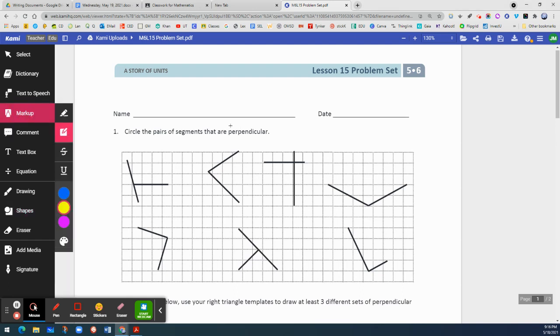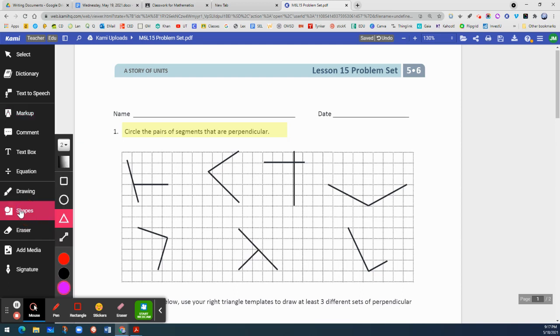We are going to look at a very simple lesson called perpendicular lines. So here's what I want us to do. Circle the pairs of segments that are perpendicular. Now, remember, perpendicular means the lines make a T, an exact T. So let's examine these lines.